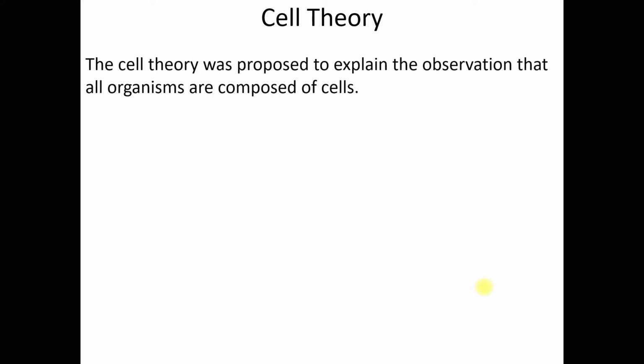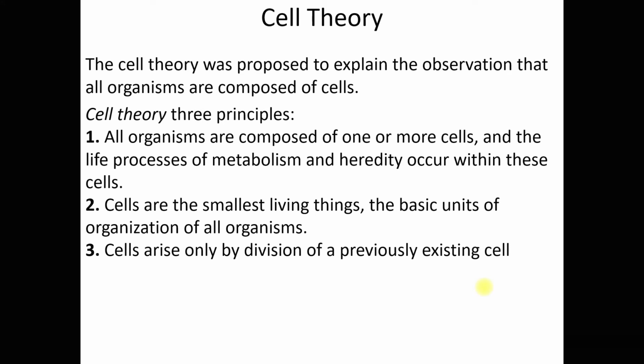Now, apparently, this cell theory was proposed to explain the observation that all organisms are composed of cells. And this cell theory has three principles. All organisms are composed of one or more cells. The life processes of metabolism and heredity occur within these cells. And cells are the smallest living things, the basic units of organization of all organisms. And cells arise only by division of a previously existing cell.